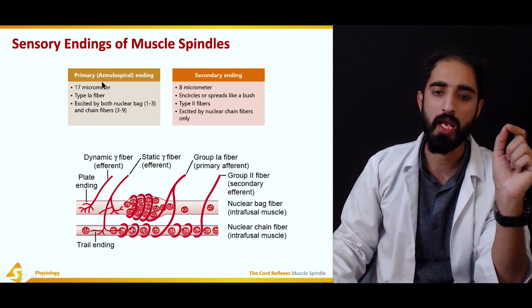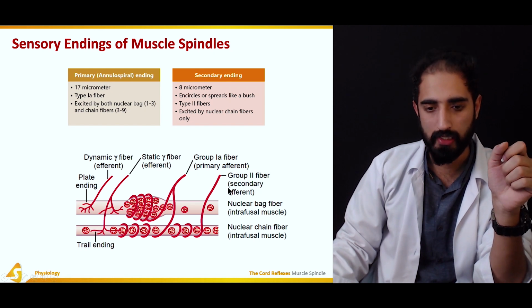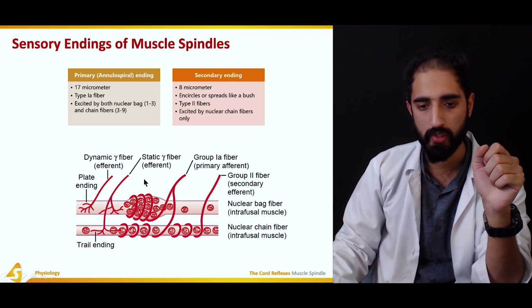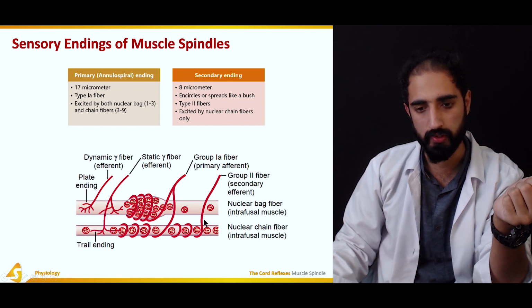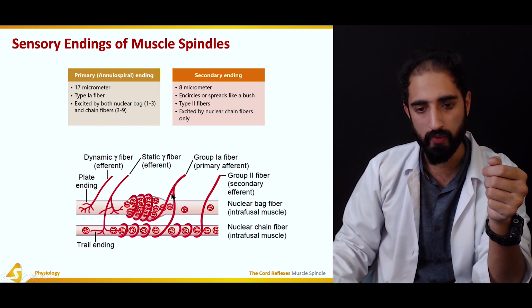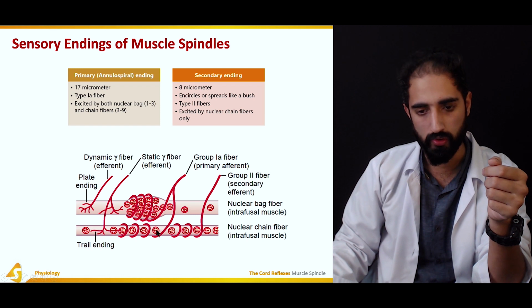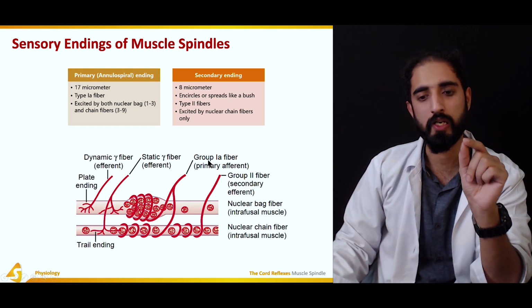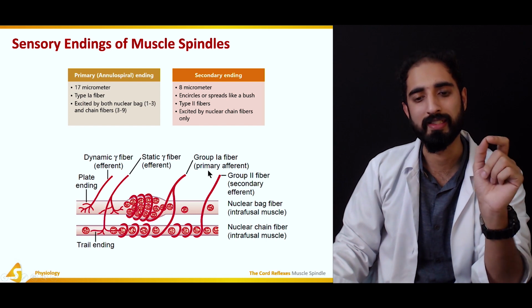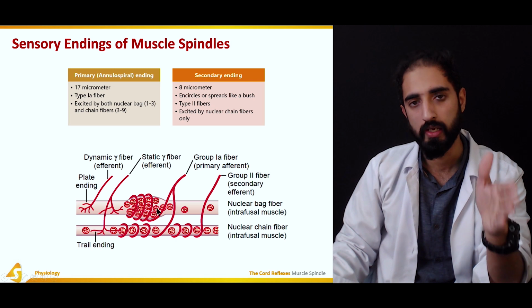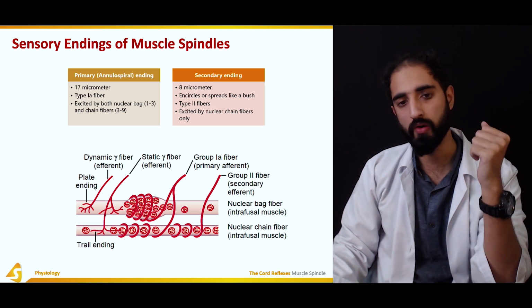Talking about the annulospiral or primary ending, this here is an example of annulospiral because it is in the shape of a spiral, because it winds around the muscle fiber, which is the intrafusal muscle fiber. You can see it winds around both the nuclear bag fiber as well as the nuclear chain fiber. Here we can see that this is a group 1A fiber, and it is an afferent, which means it is taking the sensory information from the intrafusal muscle fiber to the spinal cord.